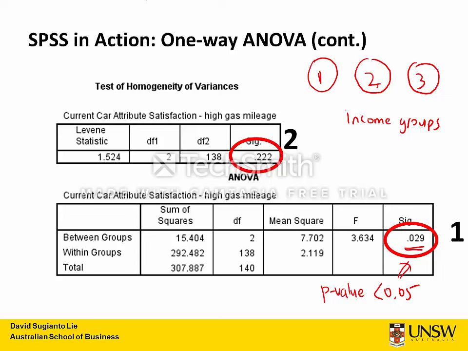First of all, we established that there is a difference because the ANOVA significance is the one that answers our hypothesis. After it answers our hypothesis, which is that there is a difference, we want to know which income group differs. Now how are we going to do that? After we look at the first one, which is 0.029, which is statistically significant, the next thing is we look at the test of homogeneity of variance.